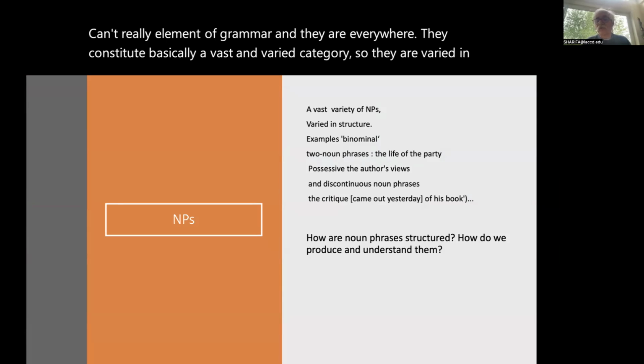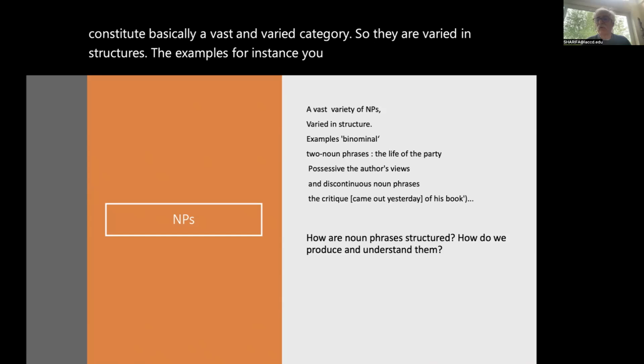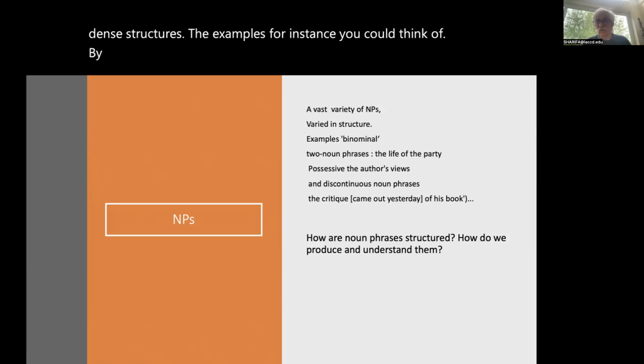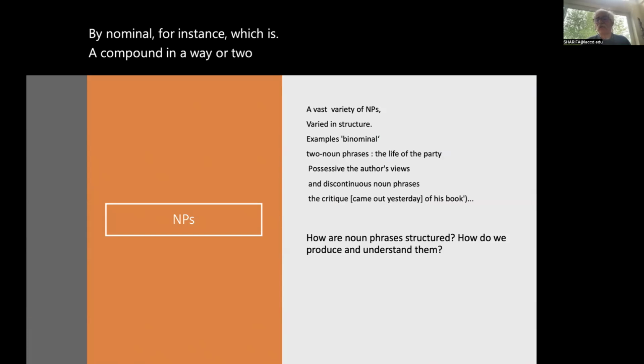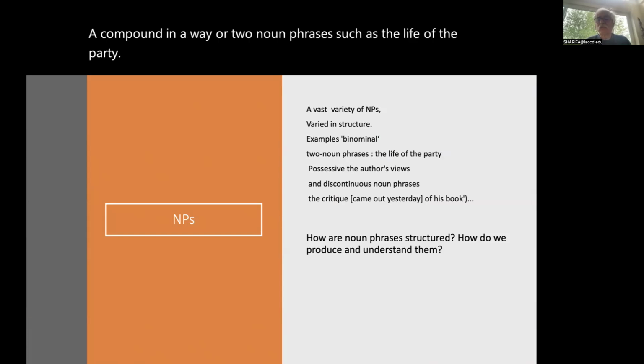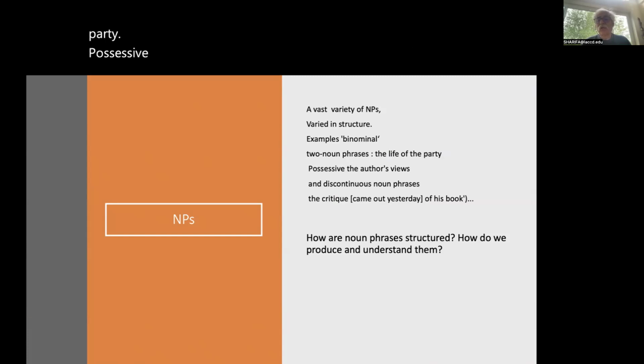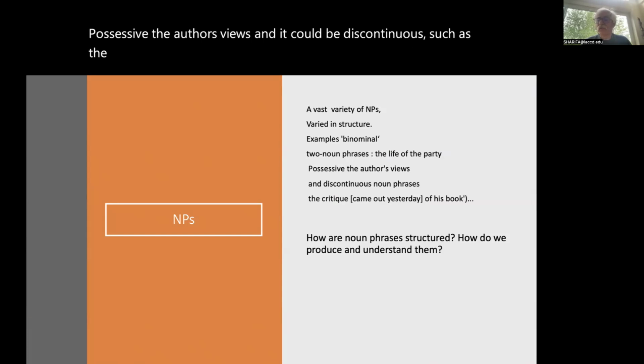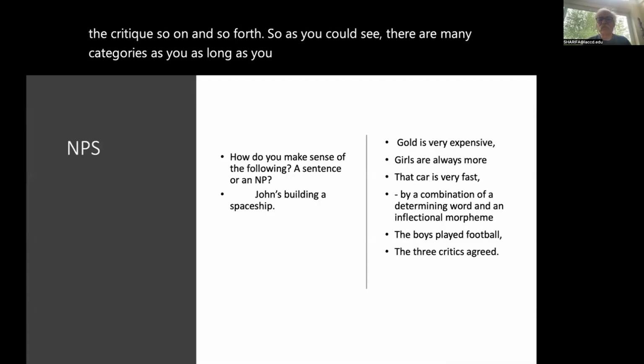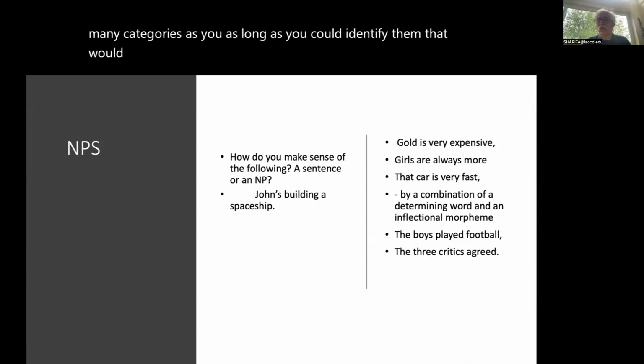The examples, for instance, you could think of binomial, for instance, which is a compound in a way, or two noun phrases such as the life of the party, possessive, the author's views. It could be discontinuous, such as the critique, so on and so forth. So as you could see, there are many categories. As long as you could identify them, that would be really incredible.